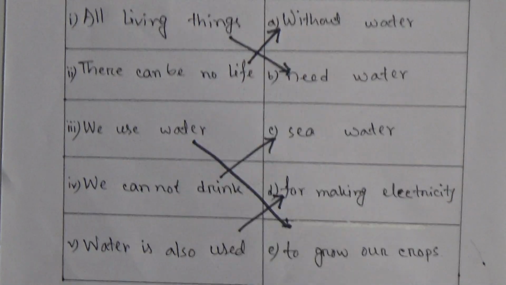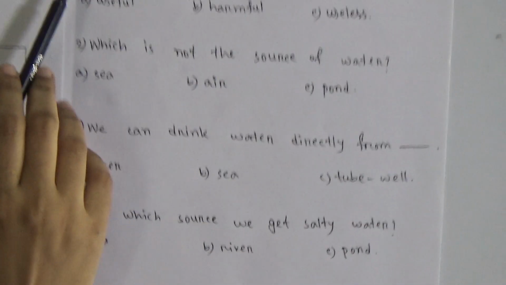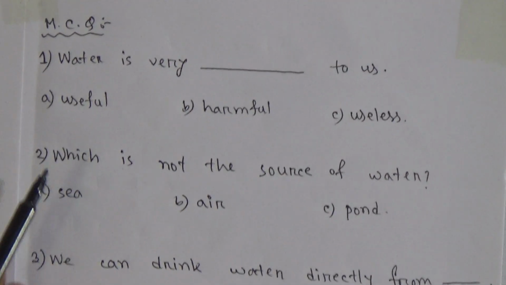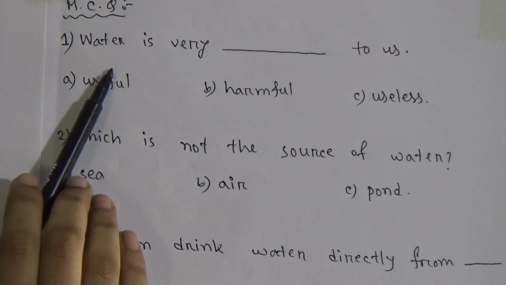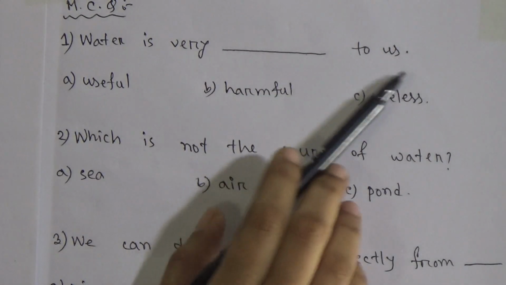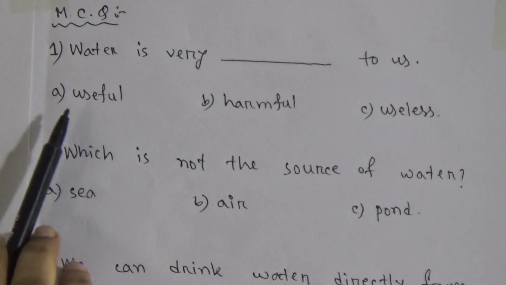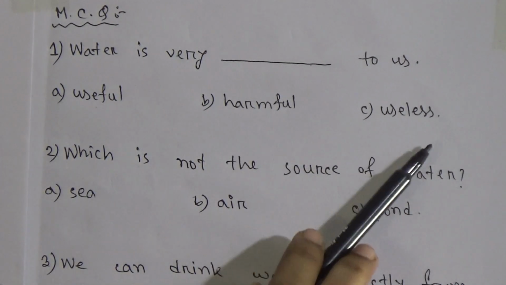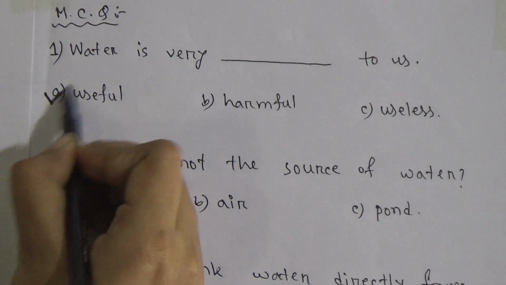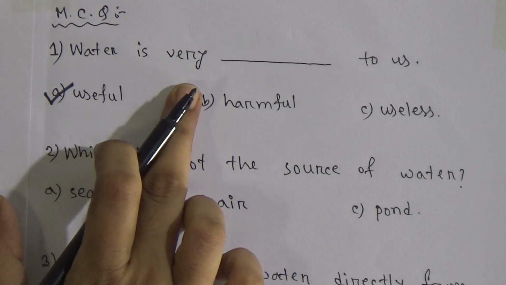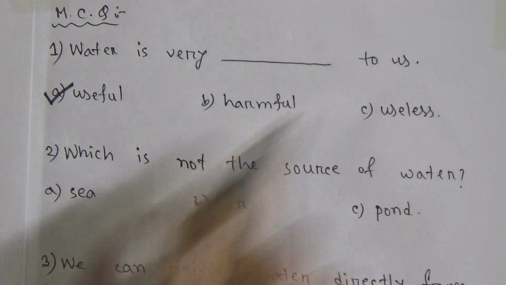The full form of MCQ is multiple choice question. That means here we will get the options and the questions, so we will have to choose the correct answer, right? The first one, water is very dash to us. What are the options? Useful, harmful, useless. As this is very important for us, the answer will be useful. That means water is very useful to us.